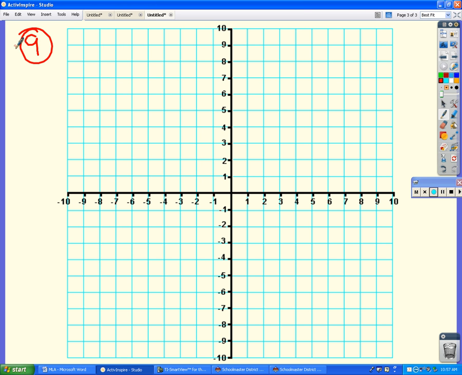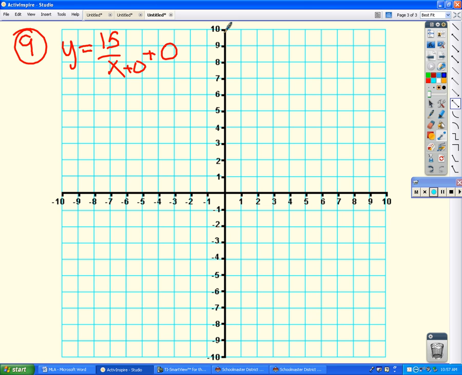So let's take a look at number 9 and see how it changes. What's the range? Y equals 15 over x. So same deal. 0, 0. It's plus 0 and plus 0, right? Yes. So that means that my asymptotes are both going to be at 0.